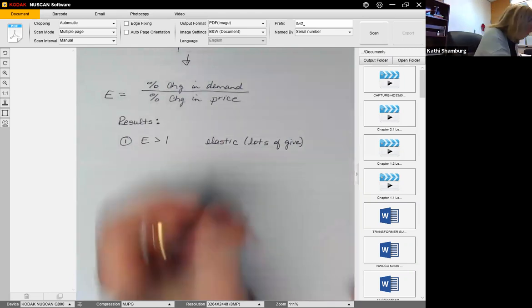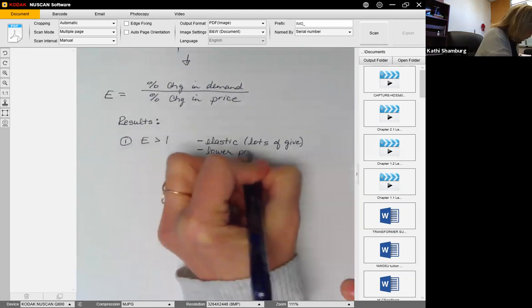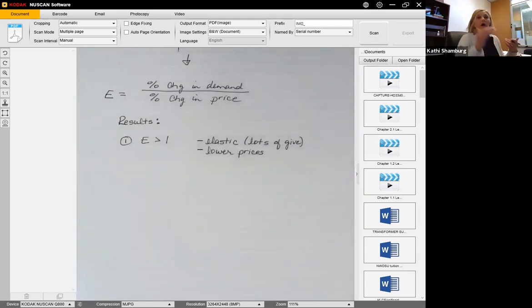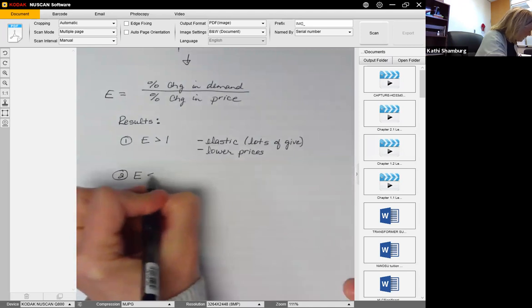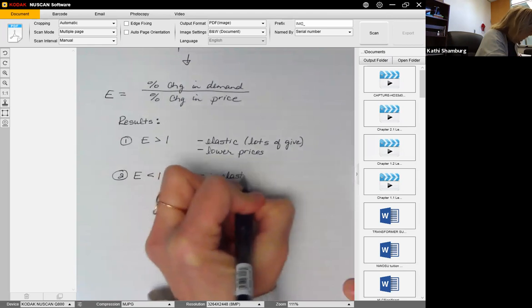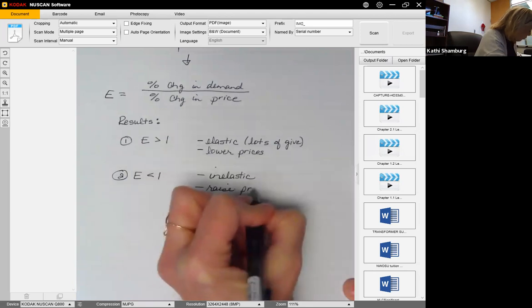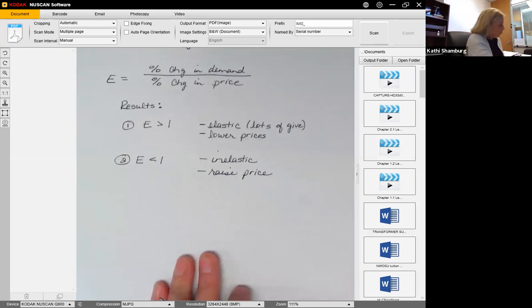So what does that tell me to do? If it's elastic, it tells me to go ahead and lower your prices. So this would be like a rollback. If the elasticity is greater than 1, we can lower the prices, which should induce people to purchase more of them. The second result is when your E is less than 1. We call this inelastic, so not a lot of give, and we can look to raise the price here. That would be an example like my Starbucks example, okay?